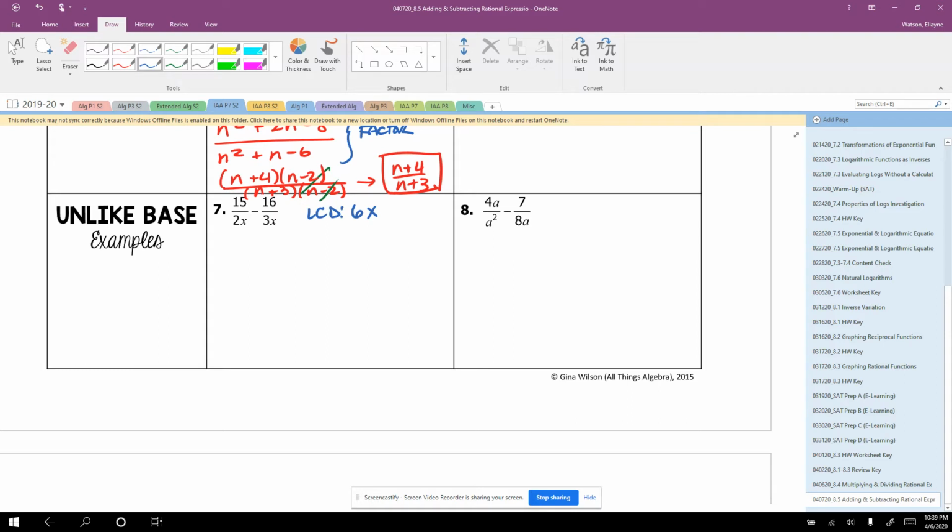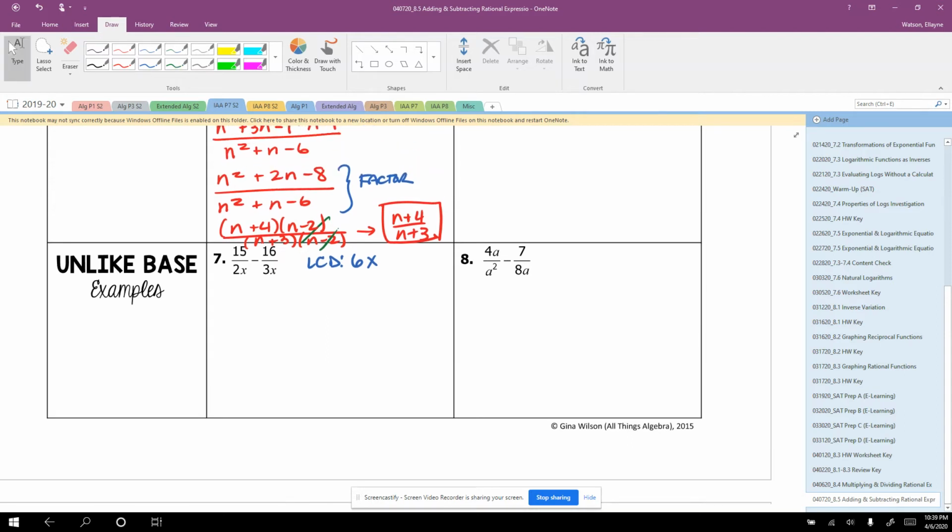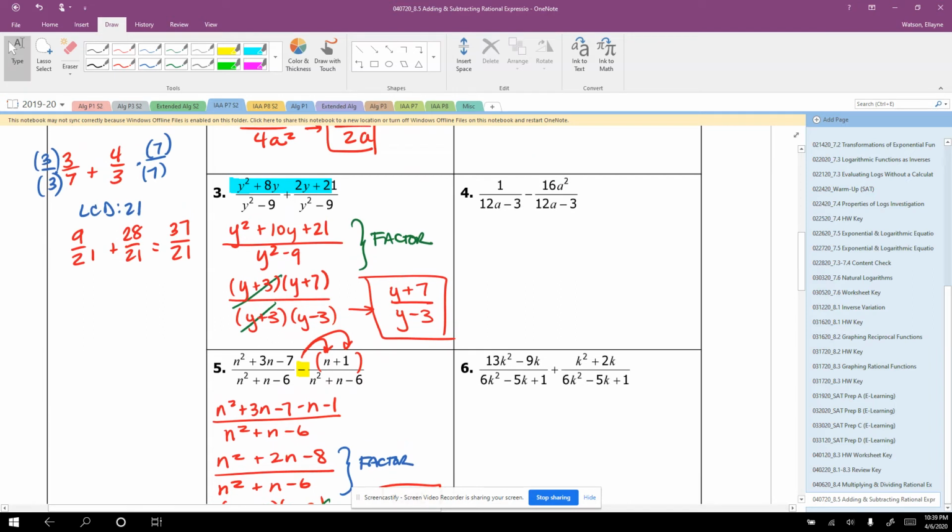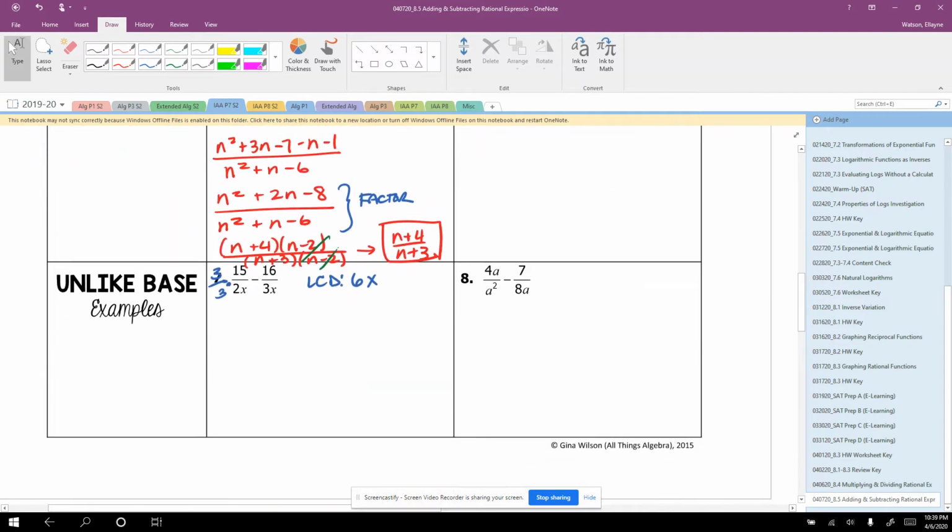Each one has an x, so it covers both of them. So what do we need to do in order to get that 6x? Well, we need to multiply this one by 3. So it's 3 over 3, because remember, like we did in this example over here, if you're multiplying a term in order to get the least common denominator, you have to multiply top and bottom. All right. And then over here, we're going to multiply this by 2.